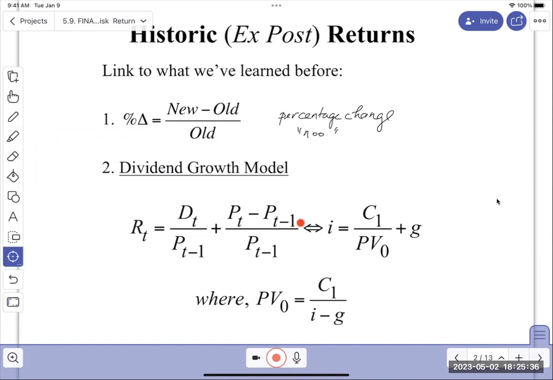All right, so if we take this very general formula for calculating returns to a risky asset, and you make some assumptions, let's assume dividends grow at a constant rate, and assume that the required rate of return is constant.